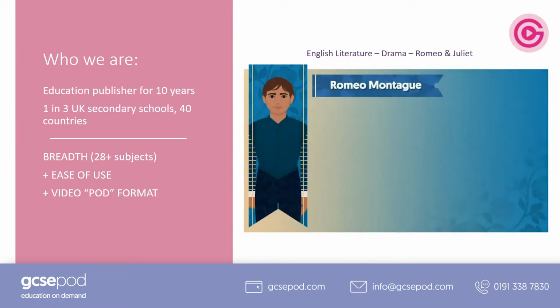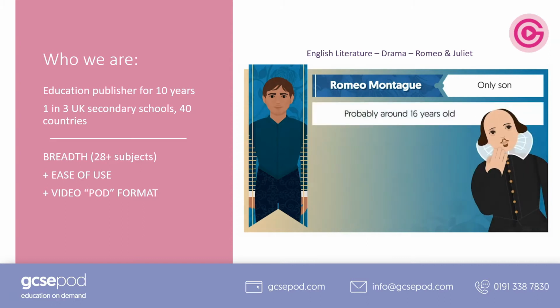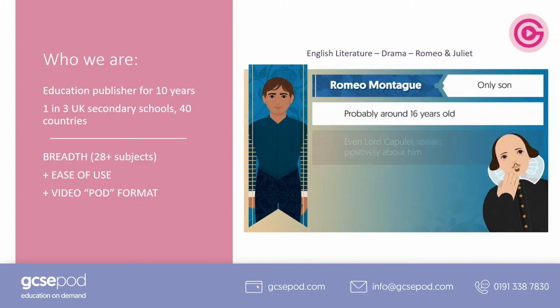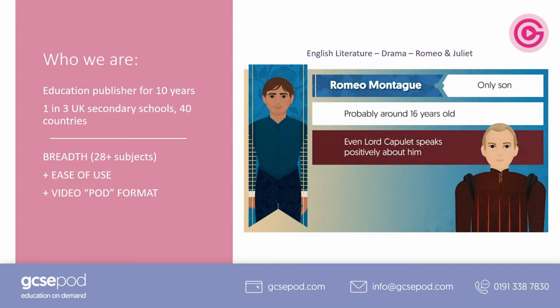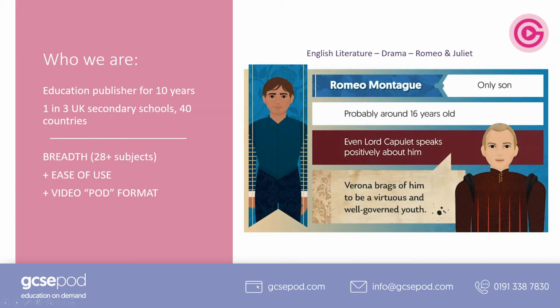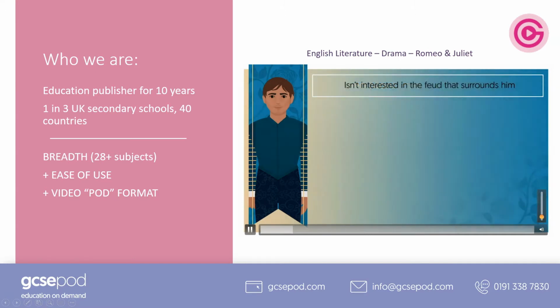In this pod, we'll explore Shakespeare's presentation of the character of Romeo in his play Romeo and Juliet. Romeo is the only son of the Montagues. Shakespeare doesn't tell us his exact age, but he's probably around 16 years old. He's from a noble family, and even Lord Capulet speaks positively about him in Act 1, Scene 5, saying, "Verona brags of him to be a virtuous and well-governed youth. Romeo is sensitive and isn't interested."